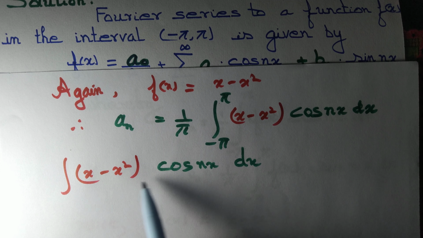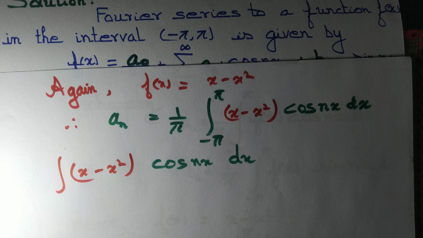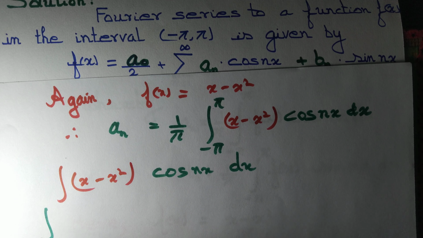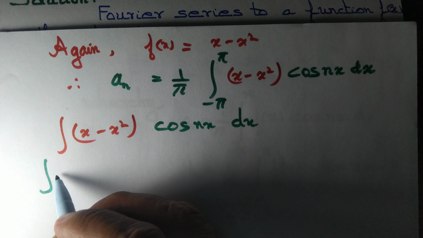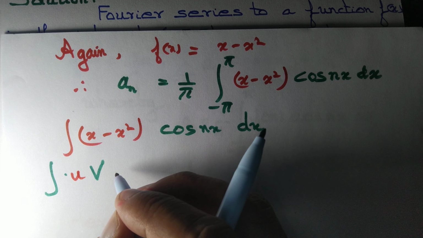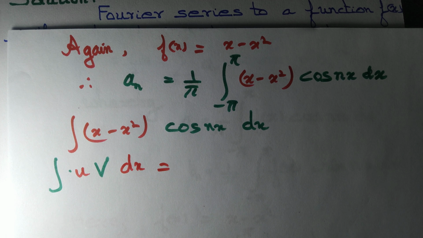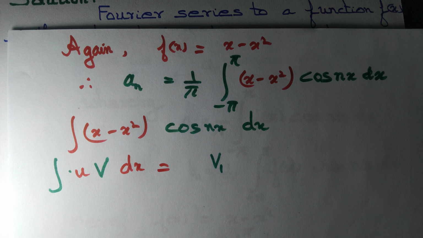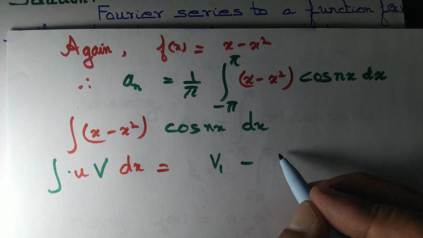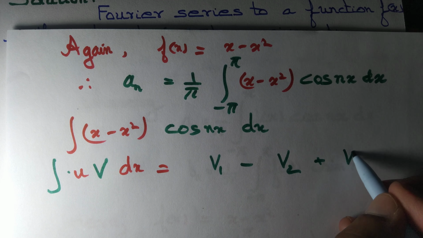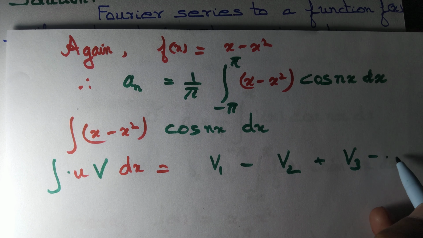Now, it is a product of two functions and one of them is a polynomial. In such a case, it is much easier to calculate using Bernoulli's theorem. What exactly is Bernoulli's theorem? Integral of u v dx equals u into the first integral of v, minus u' into the double integral of v, plus u'' into the triple integral of v, minus and so on.